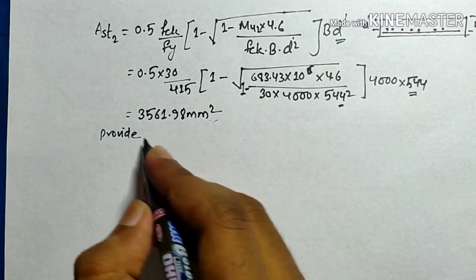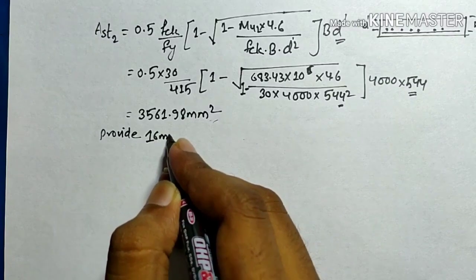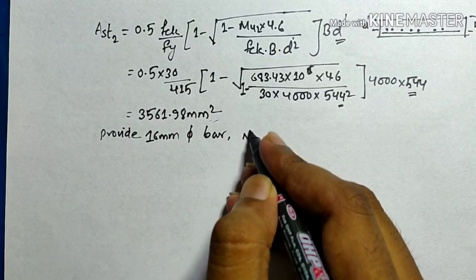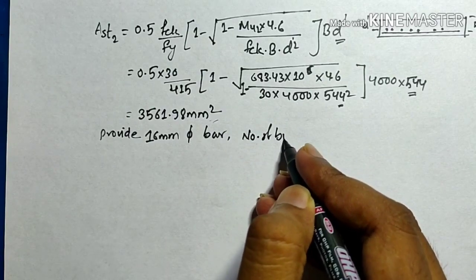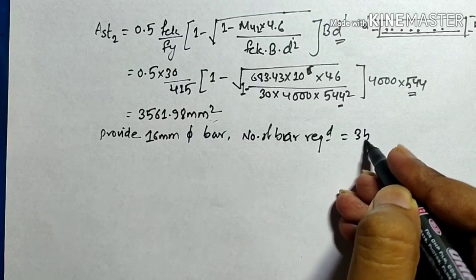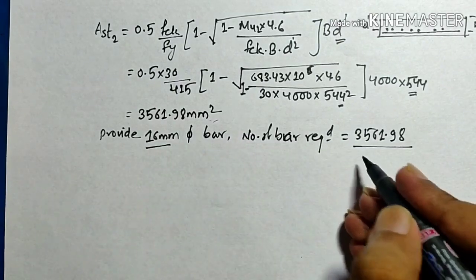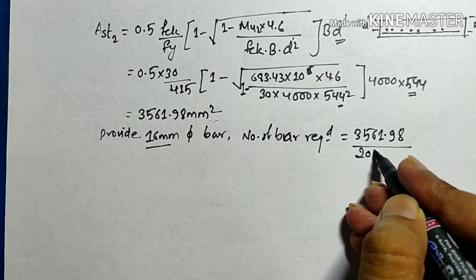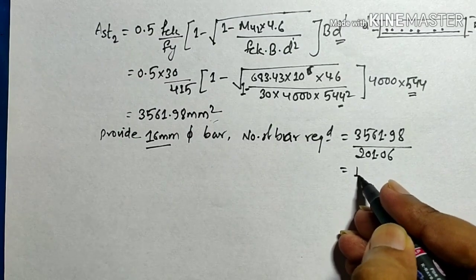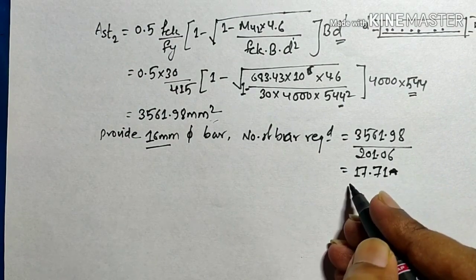So now provide 16 millimeter dia bar. Number of bars required equals 3561.98 divided by AST of 1 bar of 16 millimeter dia, which is 201.06 millimeter square. Then the number of bars is 17.71, which will be proportionally equal to 18.